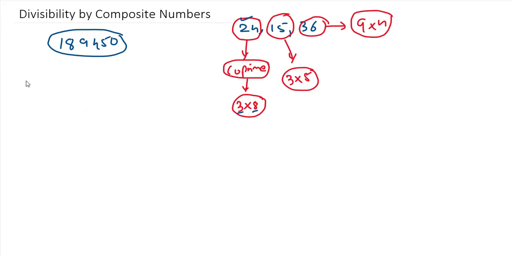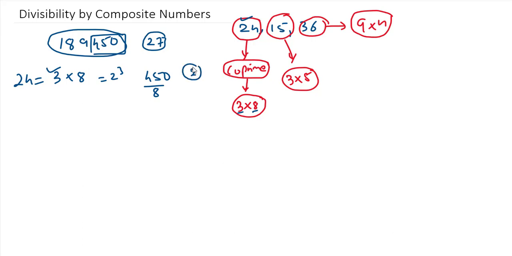So let us check for 24 first. 24 is 3 and 8. So we'll check for divisibility of this number by 3. For that we take the digital sum, which will be 9 plus 9 is 18, 18 plus 9 is 27. So 27, as we know, is divisible by 3, so this is okay. For 8, which is of the form 2 cube, we'll take the last 3 digits and check. Since 450 when divided by 8 leaves a remainder of 2, 450 is not divisible by 8, so we can say that this number is not divisible by 24.